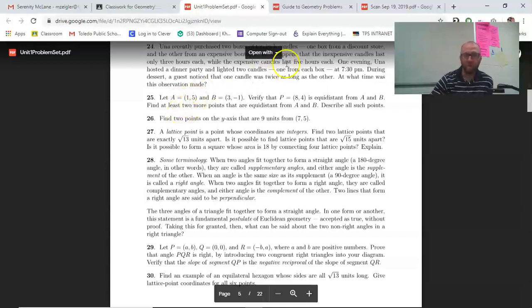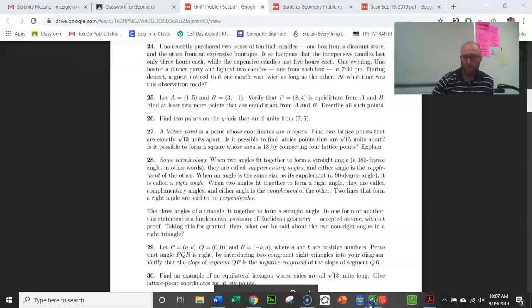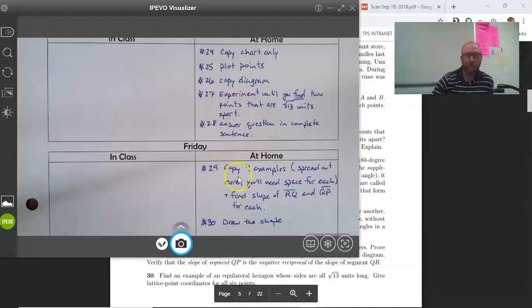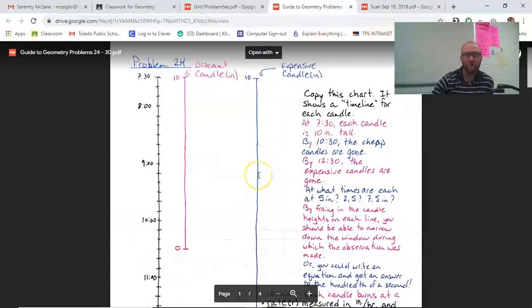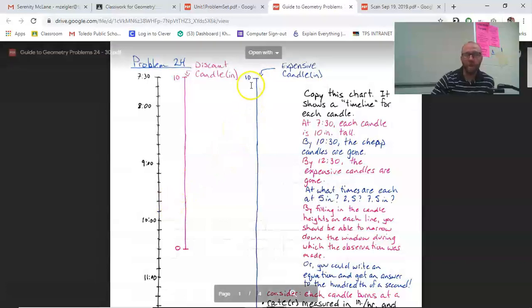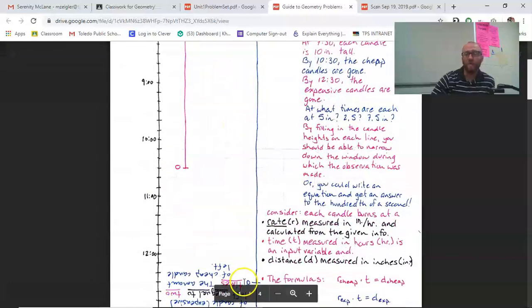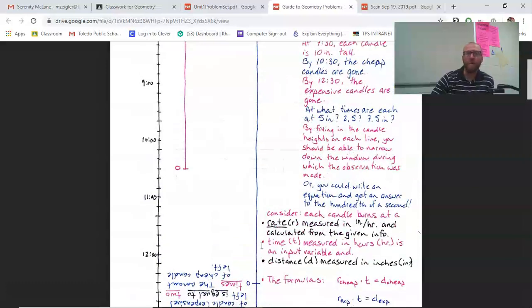Well, let's take a look at what I want you to do for that one. For that one, let's go back here. I want you to copy a chart. So over here, there's our chart. It's a timeline down the side. Use your grid paper to make sure everything looks pretty. And then we've got a timeline for the expensive candles and a timeline for the discount candles. The discount candles run out after 3 hours, and then the good candles run out after 5 hours. And if you get that much down, I can help you with figuring out how to answer this question.